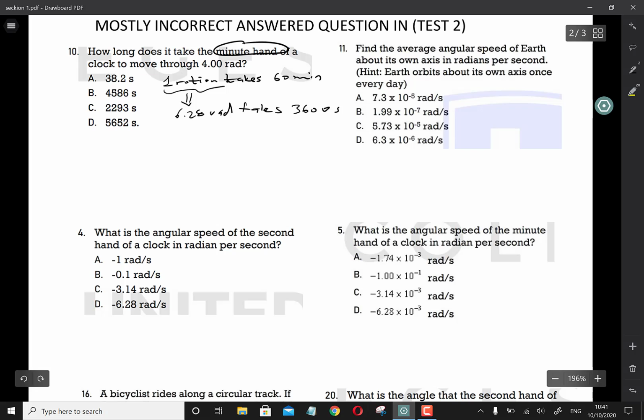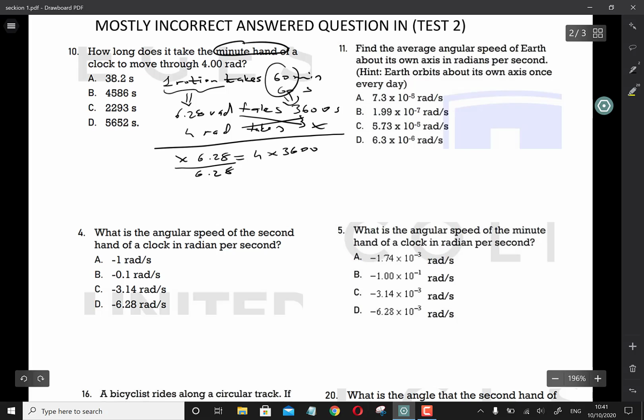seconds, because we should multiply 1 minute by 60 seconds. So if we multiply them, it's going to be 3,600 seconds. Then we say that 6.28 radians takes 3,600 seconds. 4 radians takes how many seconds? Again, cross product: x multiplied by 6.28 is equal to 4 multiplied by 3,600.